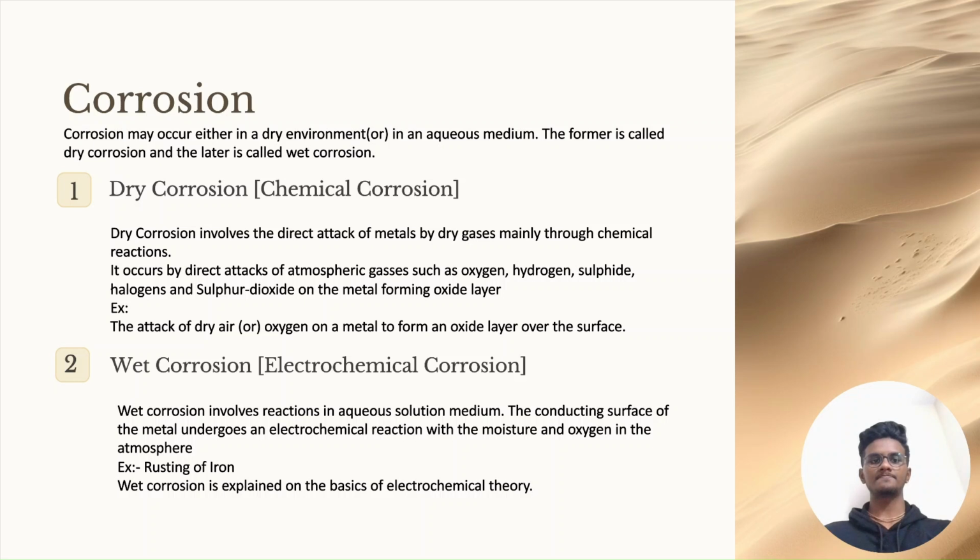Wet corrosion, also known as electrochemical corrosion. Wet corrosion involves reaction in an aqueous solution medium. The conducting surface of metal undergoes an electrochemical reaction with the moisture and oxygen in the atmosphere. Example, rusting of iron. Wet corrosion is explained on the basis of electrochemical theory.